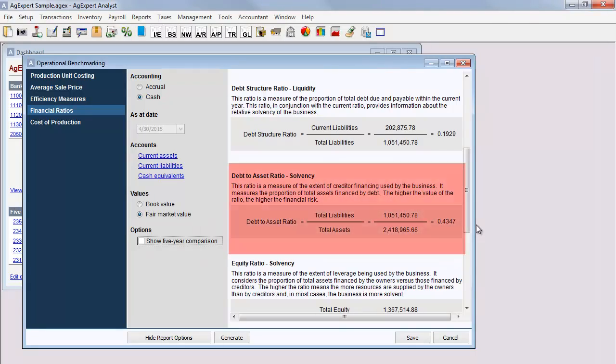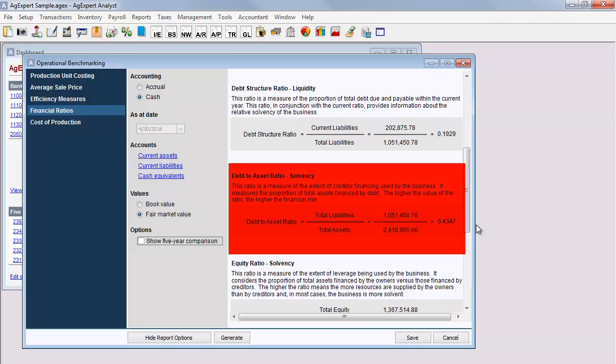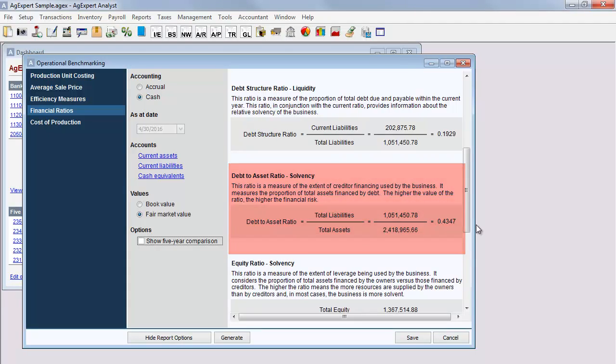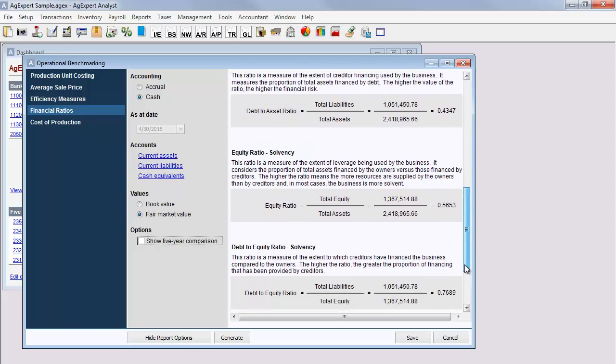The debt-to-asset ratio is a measure of the extent of creditor financing used by the business. It measures the proportion of total assets that are financed by debt. The higher the value of the ratio, the higher the financial risk. Generally speaking, 0.4 or less is lower risk, and anything over that depends on the comfort level of the business owner. The equity ratio measures the proportion of total assets financed by the owner.